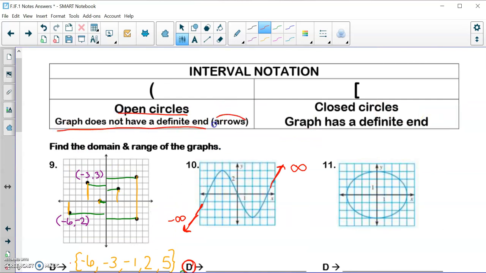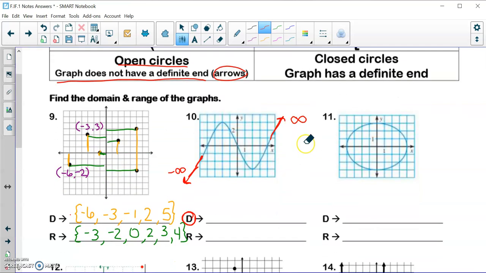So in interval notation, we use open circles when the graph does not have a definite end. So when there's arrows on the graph, we are going to use the parentheses. So I'm going to say that my domain can be anything in between negative infinity and infinity. And the reason why I use the parentheses is because there's no definite end. It's going to keep going past negative infinity and infinity.